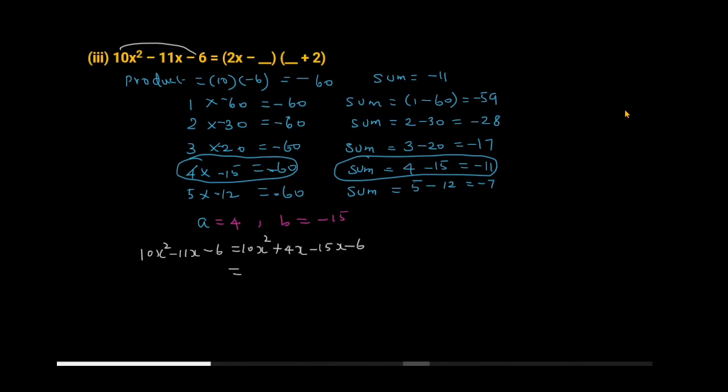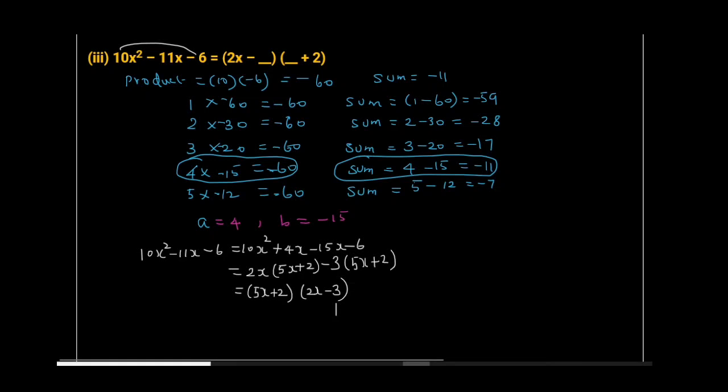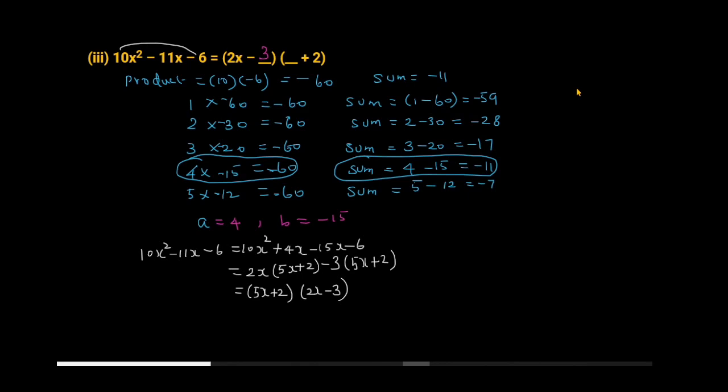Now the common number for 10x squared and 4x is nothing but 2x. Dividing 10x squared by 2x is nothing but 5x. Then 4x by 2x is nothing but 2. Now take minus 3 as common. So plus 5x, then plus 2. So now the common term is 5x plus 2, and the factors are 5x plus 2 and 2x minus 3. These are the answer, 5x plus 2 and 2x minus 3.